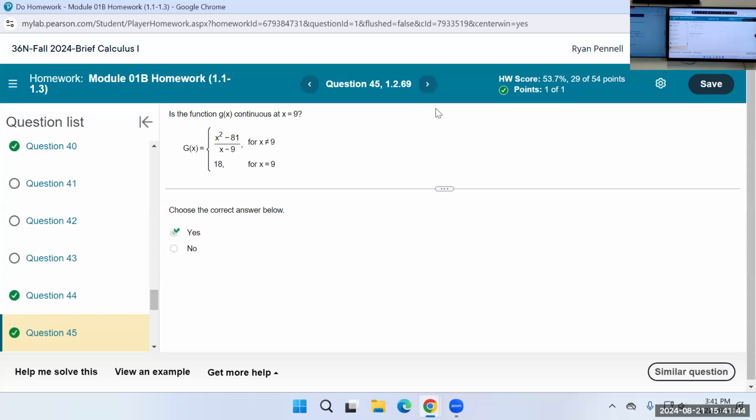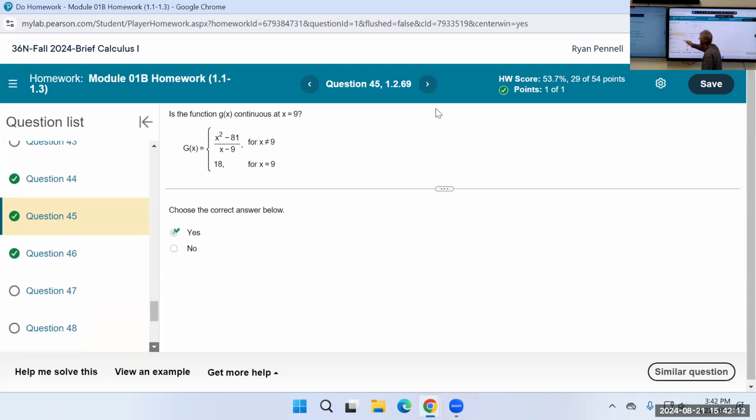Same thing here. Is this function continuous at x equals 9? So we have when x does not equal 9, and when x equals 9, that's fine. Is it continuous there? Well, at that point, I suppose it would be. Okay, is the function continuous? No. Is it continuous at x equals 9? Yes. At that point, it would be. So that's kind of a trick question, but it's just the way they phrased it.